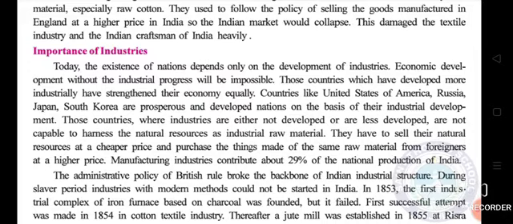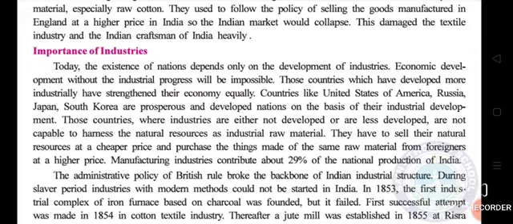Those countries where industries are either not developed or are less developed are not capable of harnessing natural resources as industrial raw material. They have to sell their natural resources at a cheaper price and purchase things made from the same raw material from foreigners at higher prices.